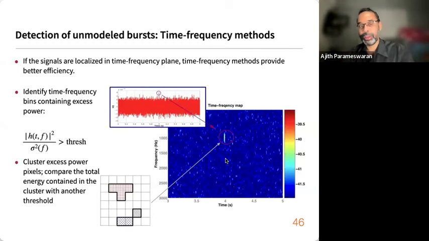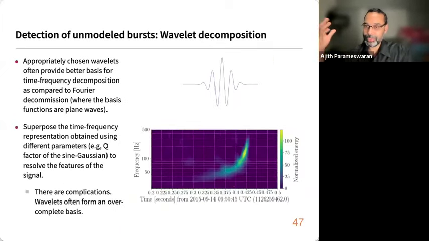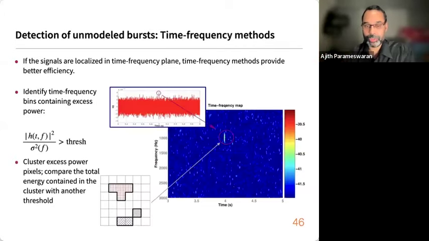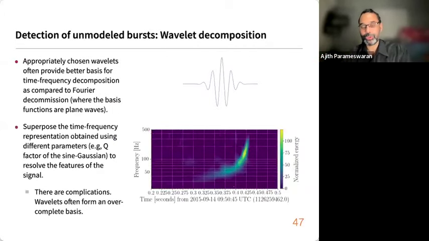So one could do a version of a time-frequency excess power. One could also use wavelet transformations. This is a Fourier decomposition of data, but one could come up with a wavelet that would look like a potential signal, like what is called a sine Gaussian signal. Here is a burst of radiation corresponding to a particular frequency and some damping time. And one could decompose the data into wavelets.